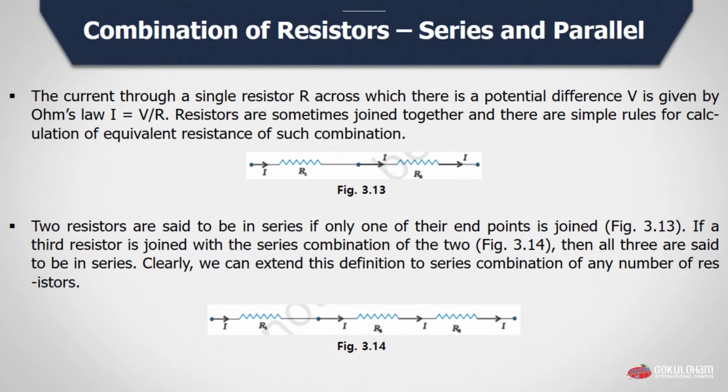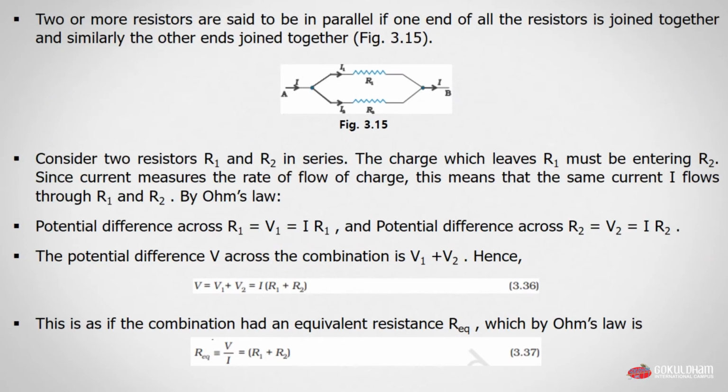So when we connect these resistors in this format with each other, then it is said that the resistors are combined in series, and clearly we can extend this definition to series combination of any number of resistors. Means you can add any number of resistors in this series, you just have to combine these resistors by connecting their endpoints. Two resistors are said to be in parallel if one end of all the resistors is joined together and similarly the other ends are joined together.